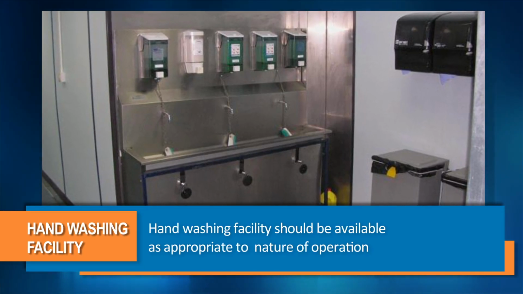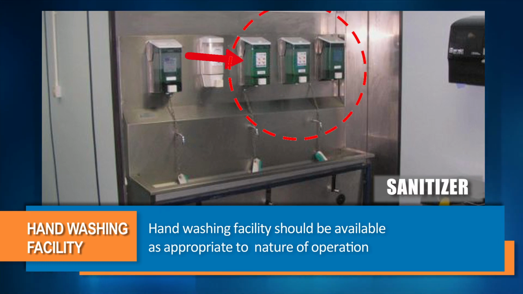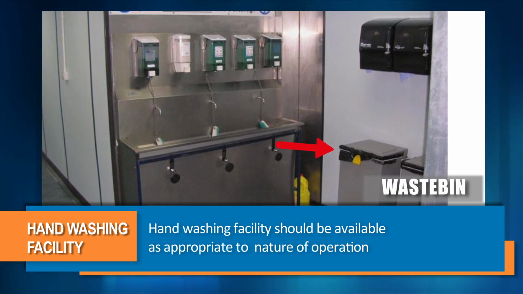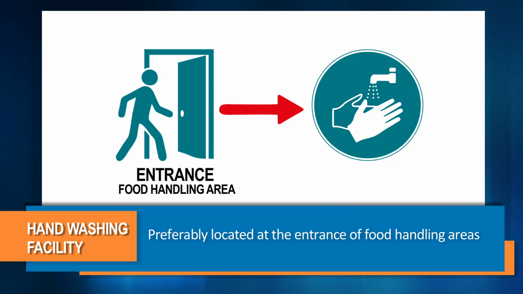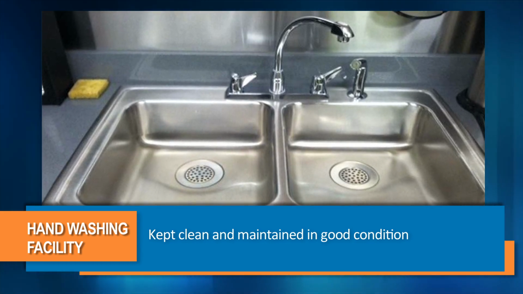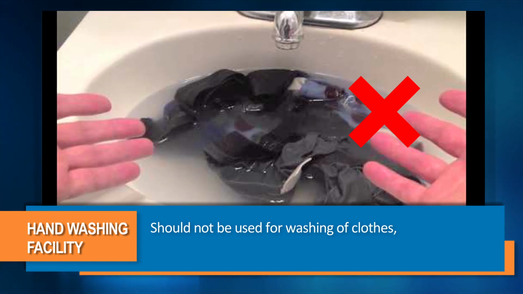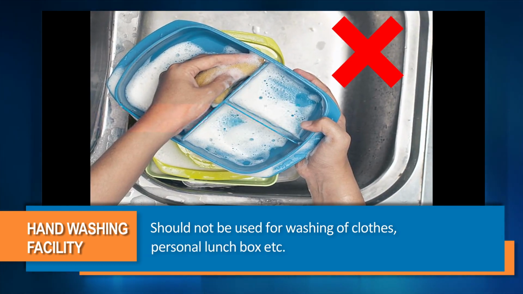Hand washing facility including wash basin, supply of hot and cold water, soap, sanitizer, dryer, and waste bin should be available as appropriate to the nature of operation and preferably located at the entrance of food handling areas. They shall be kept clean and maintained in good condition. These hand washing facilities should not be used for any other purpose such as washing of clothes, personal lunch boxes, etc.